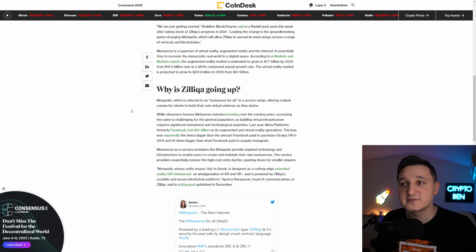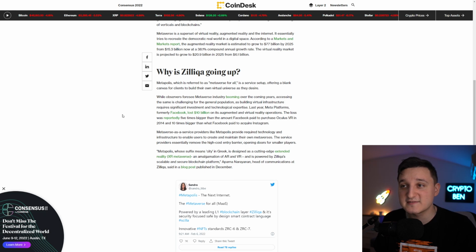While observers foresee the metaverse industry booming over the coming years, accessing it is challenging for the general population, as building virtual infrastructure requires significant investment and technology experts. Last year, Meta Platforms, formerly Facebook, lost $10 billion on its augmented and virtual reality operations. The loss was reported to be 5 times bigger than the amount Facebook paid to purchase Oculus VR in 2014, and 10 times bigger than what Facebook paid to acquire Instagram.